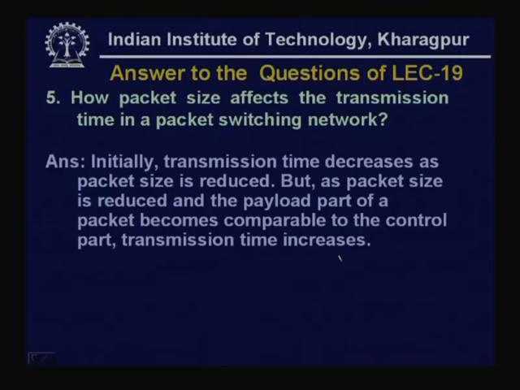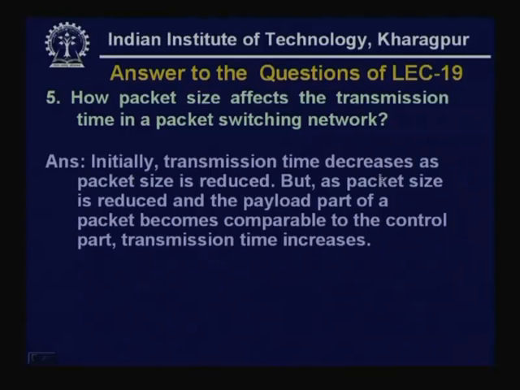The last question was: how does packet size affect the transmission time in a packet switching network? As I mentioned, initially transmission time decreases as packet size is reduced, but as packet size is reduced further and the payload part of the packet becomes comparable to the control part, the transmission time increases. That means if the header size becomes comparable to the payload size, then the transmission time increases. This I have discussed in detail in the last lecture.